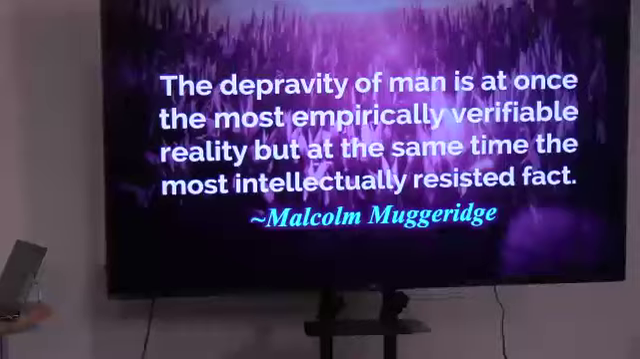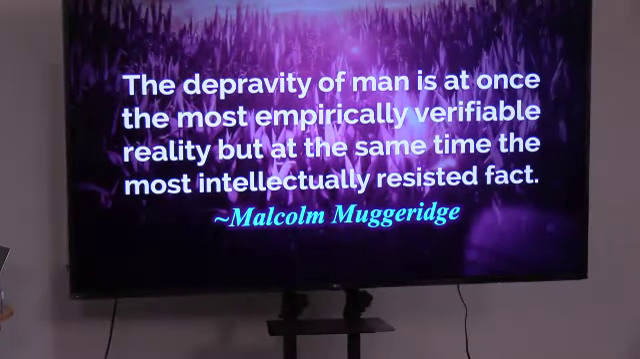Malcolm Muggeridge says this: the depravity of men is at once the most empirically verifiable reality, but at the same time the most intellectually resisted fact.